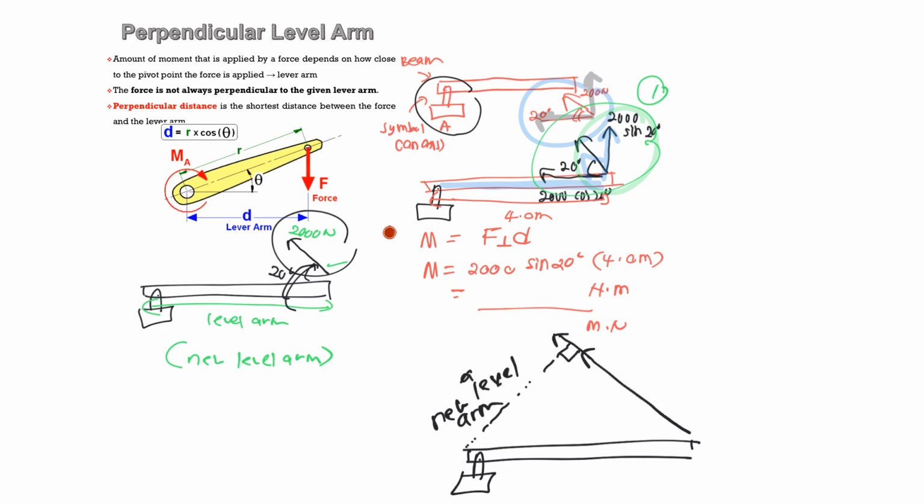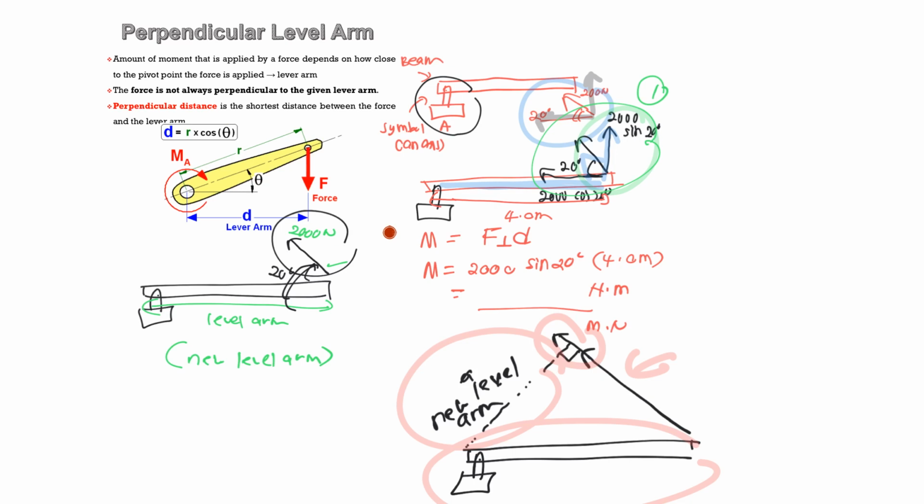Why? Because the force and the new lever arm are perpendicular to each other. Okay, I didn't resolve the force, but I found a new lever arm. You cannot use the old lever arm because it's not perpendicular. So what happened here is, for example, I give it to you.